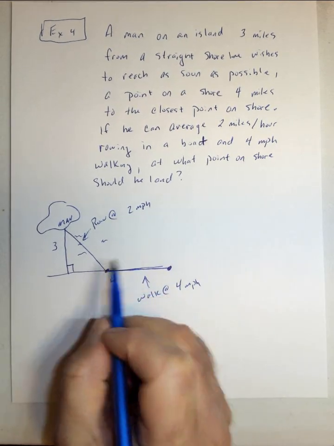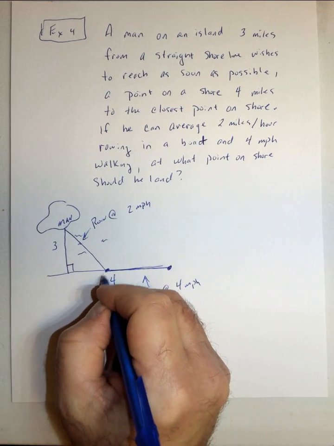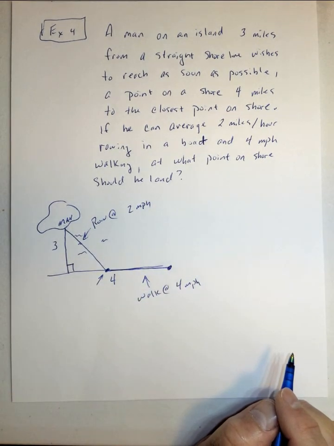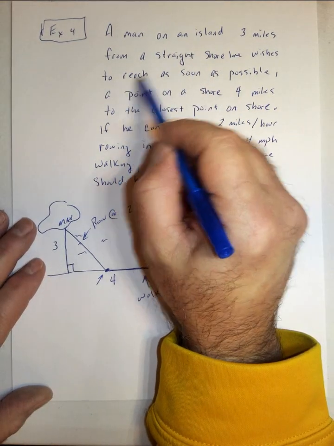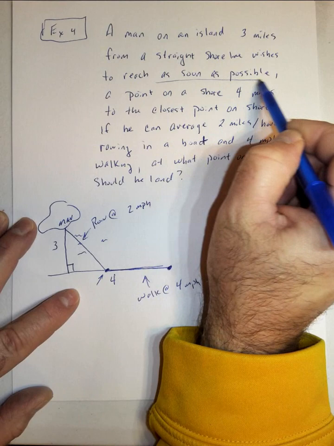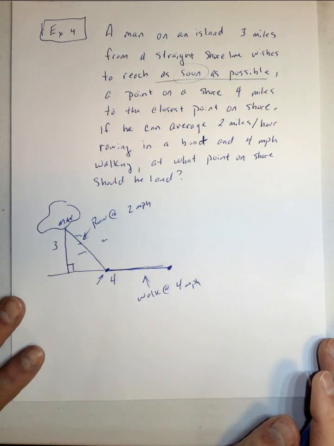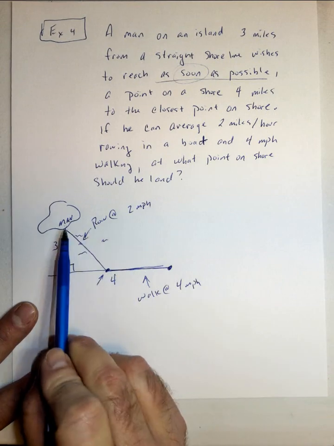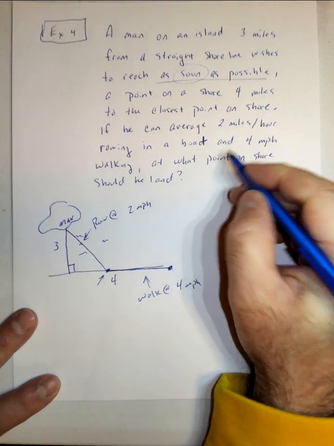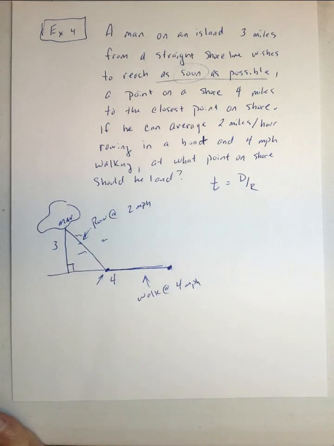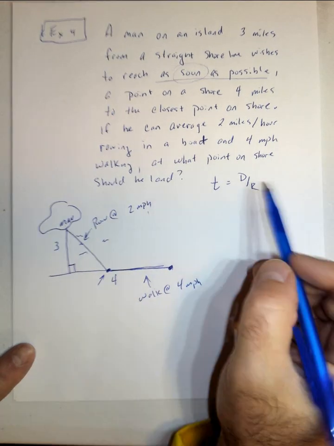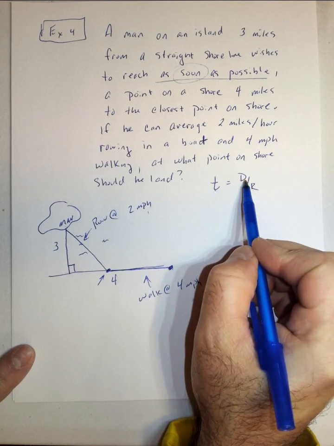So this is his target point. He's got to get to this point, and what we want to know is at what point should he land. So where is this location? The next thing we need to figure out here is, what are we trying to minimize, right? If you notice, he wants to reach this point as soon as possible, so that's time. We're trying to minimize our time for him to get from point A to point B here. Remember that time is equal to distance over rate. So we have rates, and if I'm trying to figure out what time is, I'm going to need some distances.